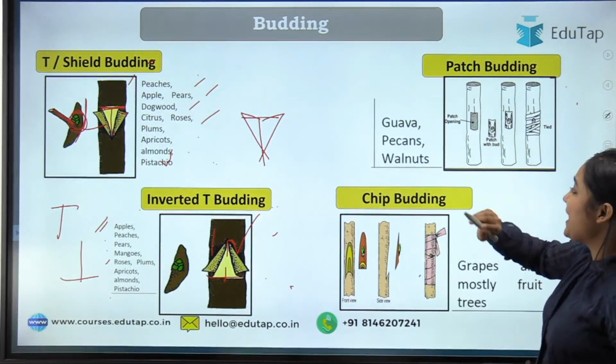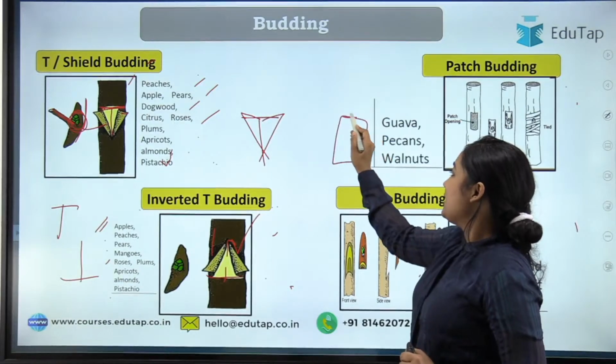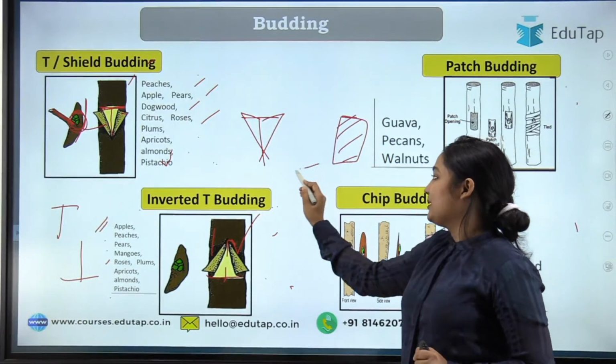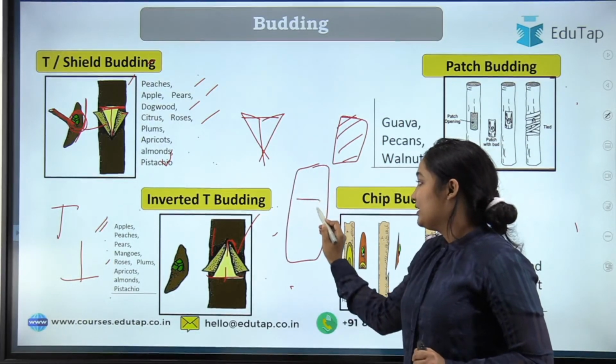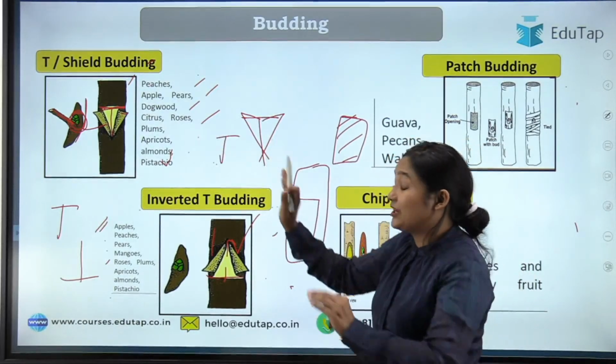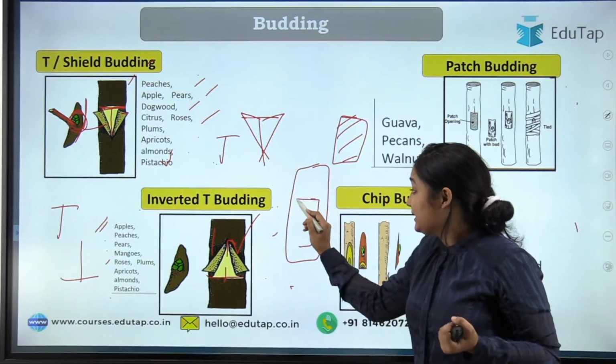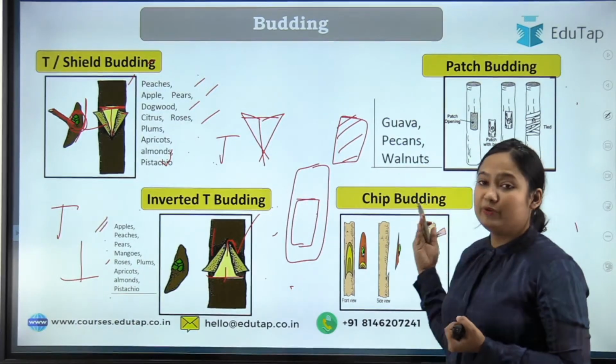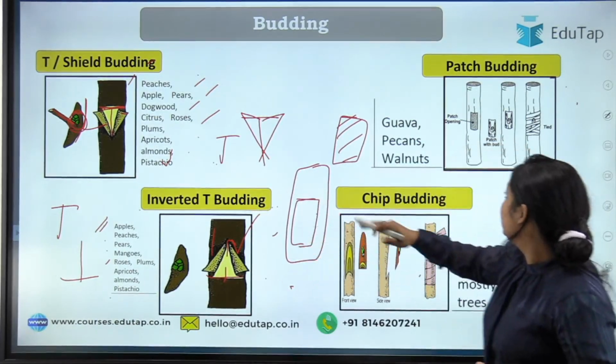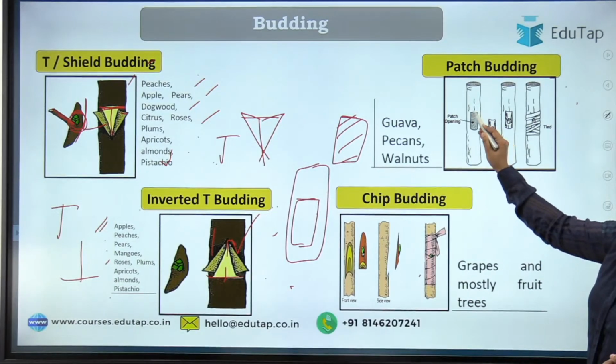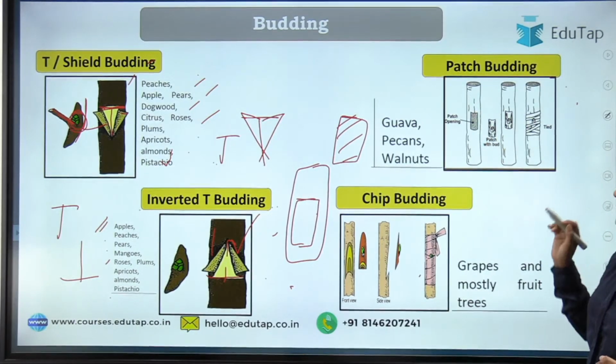So what we are doing in patch budding is removing a part of the wood in a patch structure. So the cambium layer that you remove from the stem will be cut. In T budding we were making a T, so we are not completely removing it, but in the patch layer we completely remove it. This part will be completely removed, see, like this.